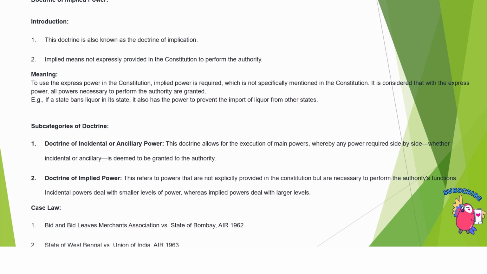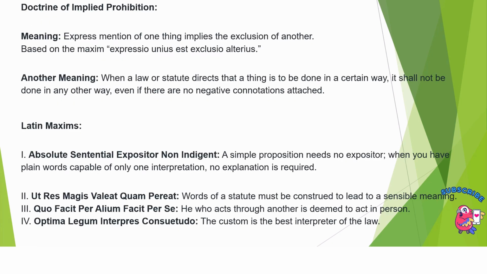Doctrine of implied power. The doctrine is also known as the doctrine of implication. Implied means not expressly provided in the constitution to perform the authority. Doctrine of implied prohibition. Expressed means mention of one thing implies the exclusion of another, based on the maxim expressio unius est exclusio alterius. We already read this maxim before.